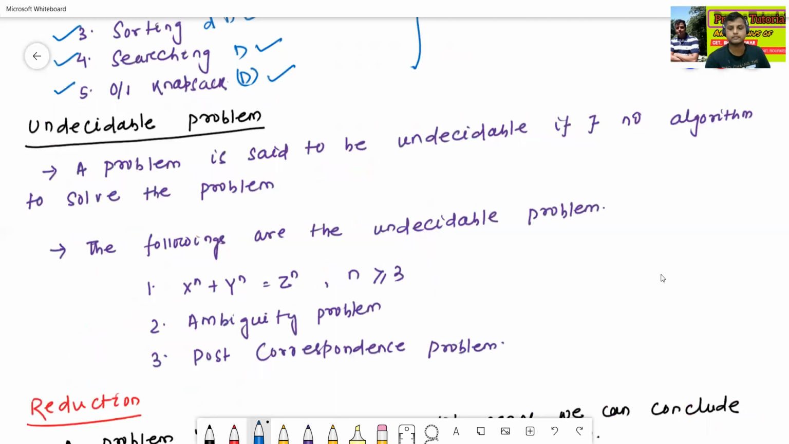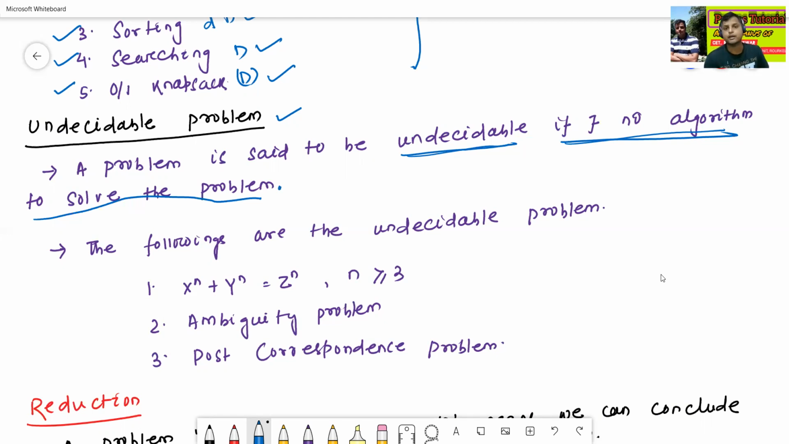The definition of an undecidable problem: a problem is said to be undecidable if there exists no algorithm, that means there is no algorithm to solve that problem. If there exists no algorithm to solve the problem, this problem is called an undecidable problem. Now we'll see some examples of undecidable problems.